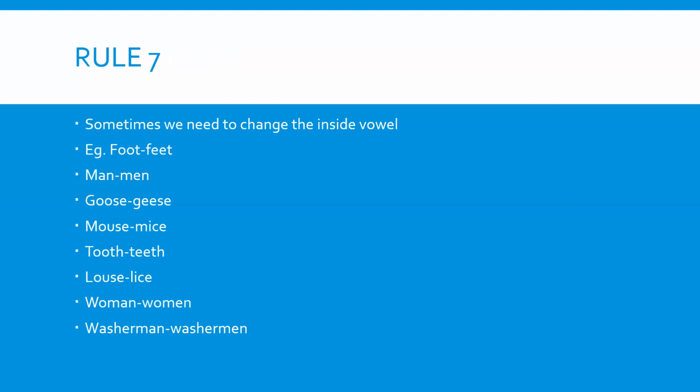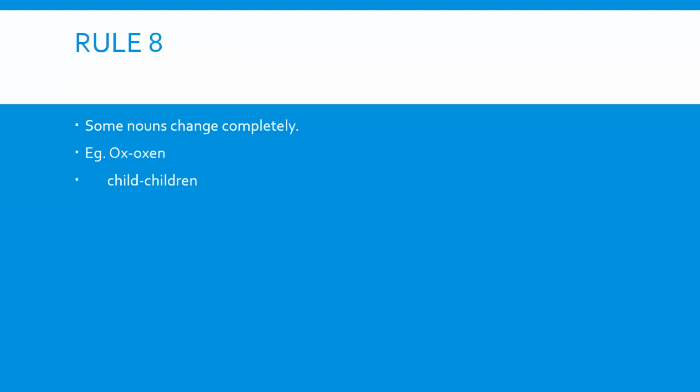Rule number 7. Sometimes we need to change the inside vowel, like this. Foot. O can be changed completely and it becomes feet. Man becomes men by changing the inside vowel, which is A. We're changing it to E. Goose becomes geese. Mouse, mice. Tooth, teeth. Louse, lice. Woman, women. Washerman, washerwomen. Okay?